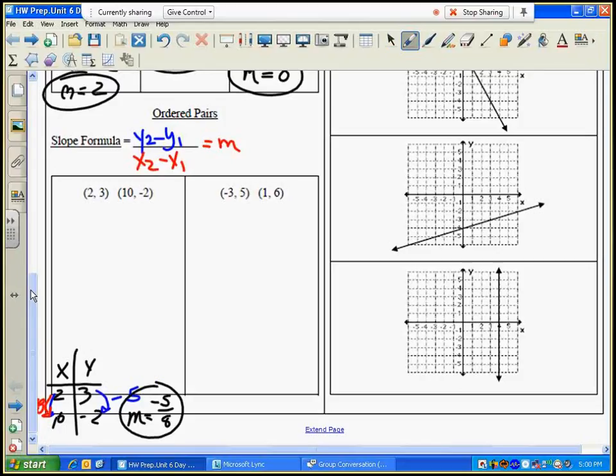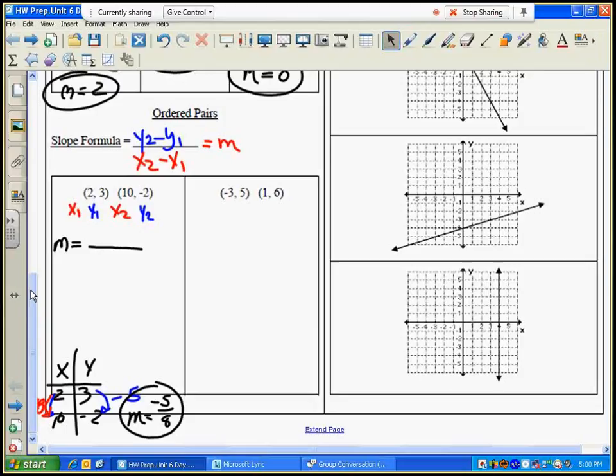Well, this is the first ordered pair, 2, 3, so it has an x value and a y value. So we'll call the 2 x1. We'll call the 3 y1. For 10, negative 2, we'll call the 10 x2. And for the negative 2, we'll call that y2. Those help us identify what values to throw into our slope formula.